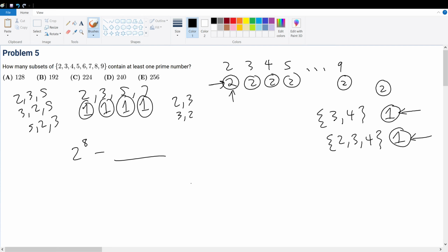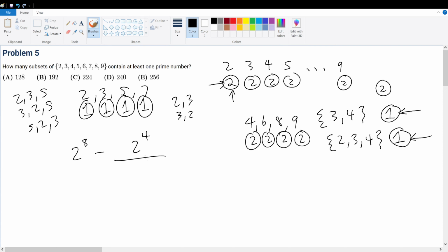But the other numbers, such as, for example, 4, 6, 8, and 9, well, they can exist or not exist. We don't really care. All we care about is that the primes do not exist. Whether or not these non-prime numbers exist is a matter of choice. So therefore, we have two possibilities for each. So if we multiply everything out, we get 2 to the 4. So what is 2 to the 8 minus 2 to the 4?